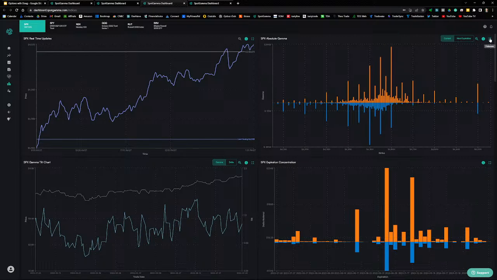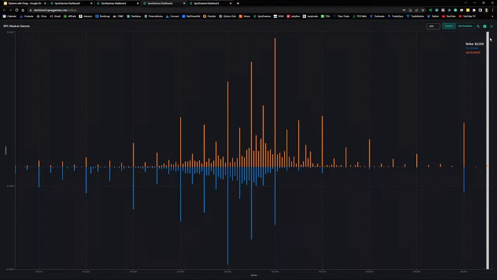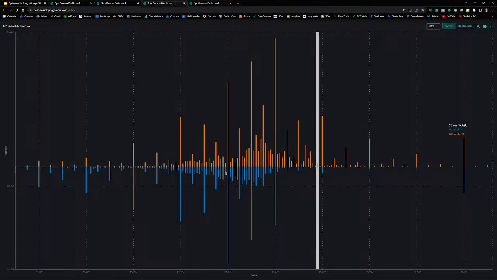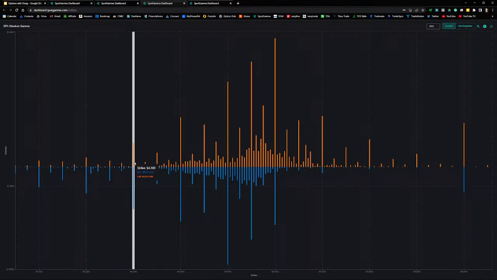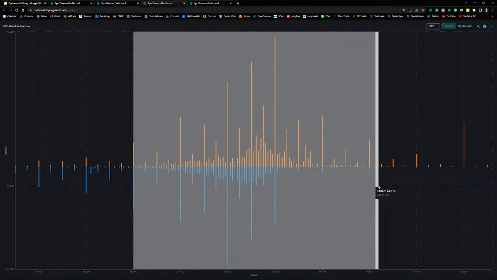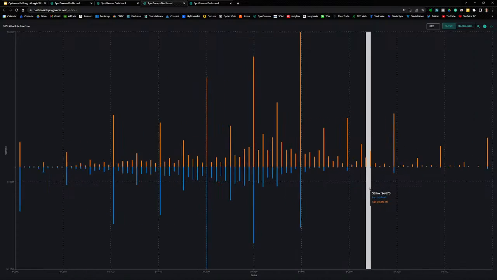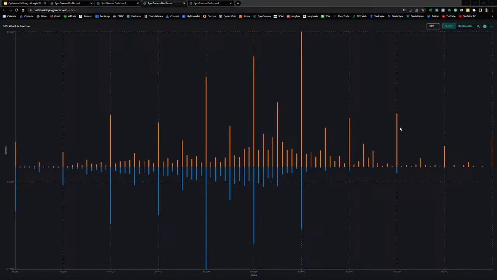So here's SPX, the absolute gamma chart. What this is showing is gamma. We'll just zoom in on this a bit. So the orange bars are showing call gamma or positive gamma, and below the zero line the blue bars are showing put gamma or negative gamma. So that's the 4,600 level right there, and that is the strike with the largest absolute gamma. So gamma has been building at that level.